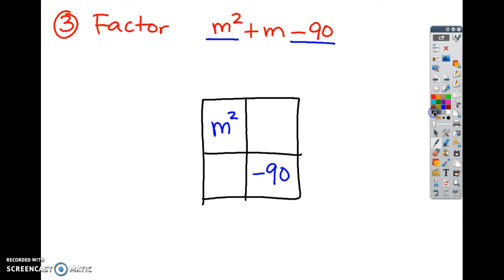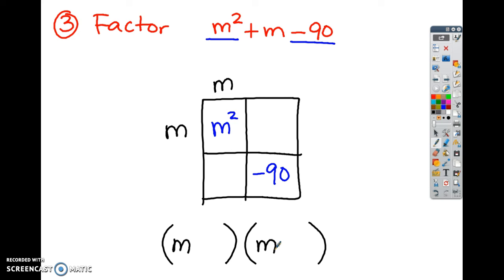So I also know that m times m gives me m squared. So I would put m here and m here. So if you think about it, I already have half of my factors already done. I know that it's going to be m and something, m and something else. And it's going to be either a plus or a minus.